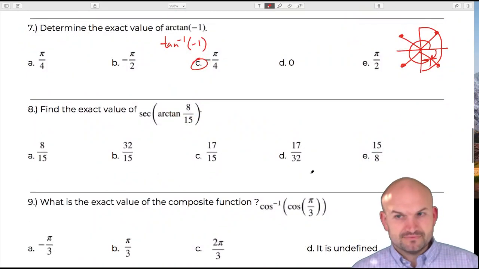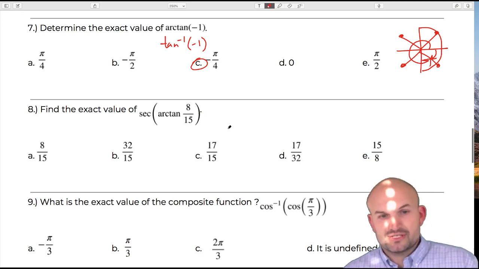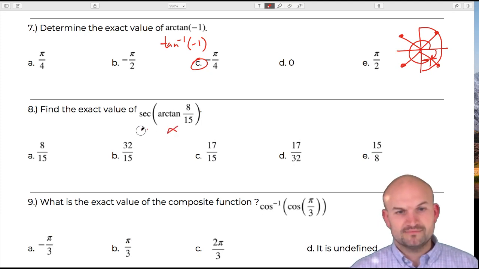For number 8, now this point is, again, kind of like the last problem we had. There's not a point on the unit circle, or at least not a coordinate that I recognize on the unit circle. So therefore, I'm going to draw a triangle. Now, again, the arctangent is looking for an angle. Let's call this angle alpha.